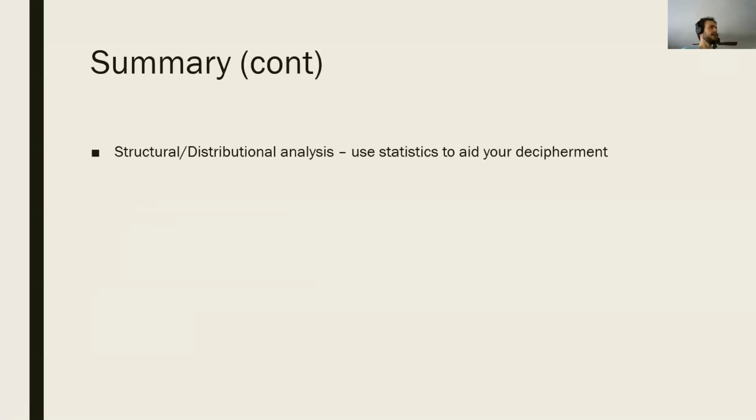We talked about the process of structural and distributional analysis. That's where we use more statistical analysis of a symbol system, finding out how frequent the different symbols are and what symbols tend to co-occur with each other, and how those symbols correspond to the frequencies that we know about the sounds of the language and the words of the language. Using that kind of information was helpful for deciphering Linear B, for example.